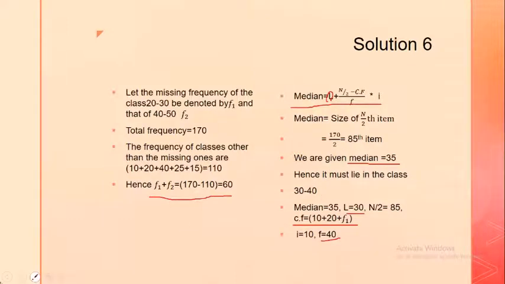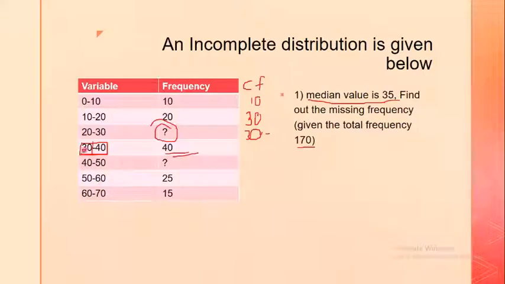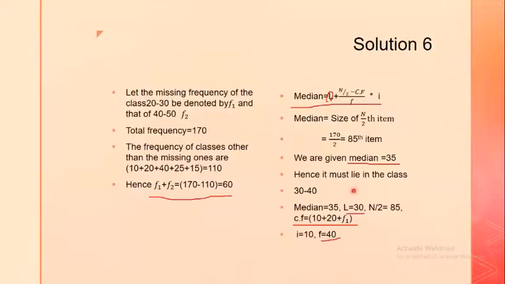So 35 lies between which class? 30 to 40. Obviously it will be between 30 to 40. Now, 30 to 40 is your median class, 35 is your median. Now you know the formula for median, and what you have to do is substitute the values and see. Now your L over here is what? 30. Then M or the median is 35. Then n by 2. n by 2 is what? The total frequency, which is 170. 170 by 2 is 85.